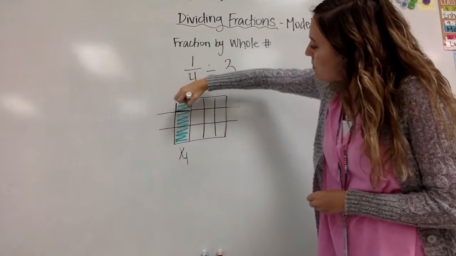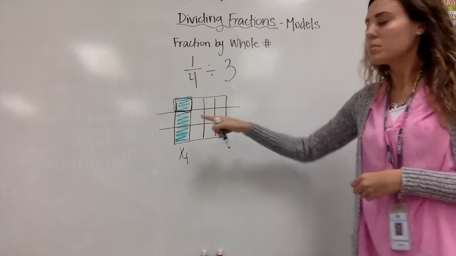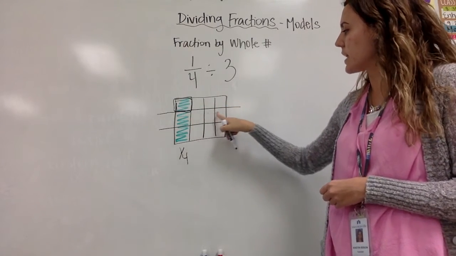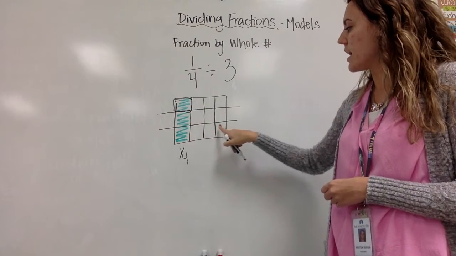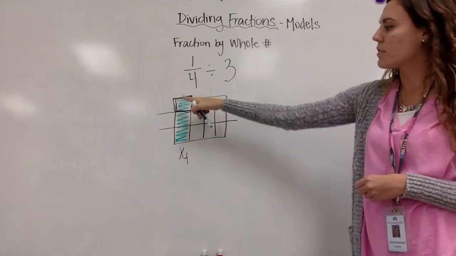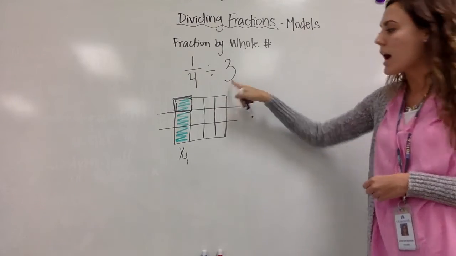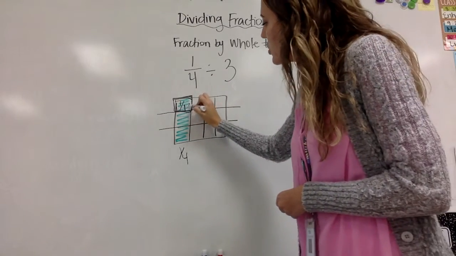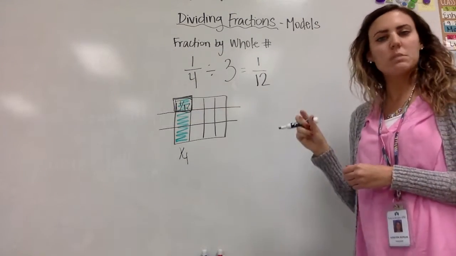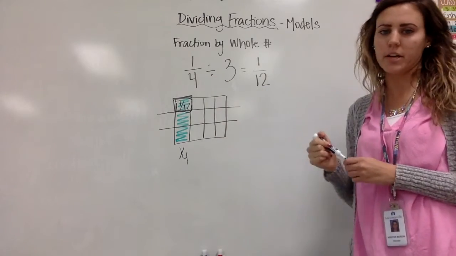So each of these boxes now is out of how many? So they are 1, 2, 3, 4, 5, 6, 7, 8, 9, 10, 11, 12. So there are 12 pieces. So that means when I split 1/4 into 3, I get 1/12 because that's what that box represents. I've split them into smaller pieces, so I get 1/12 when I divide 1/4 divided by 3.